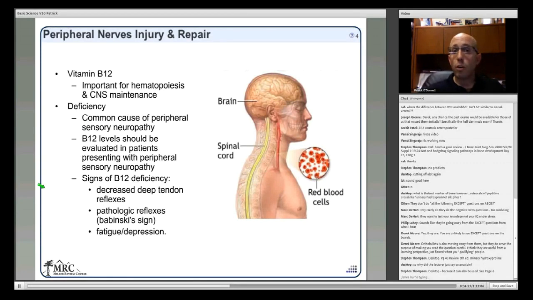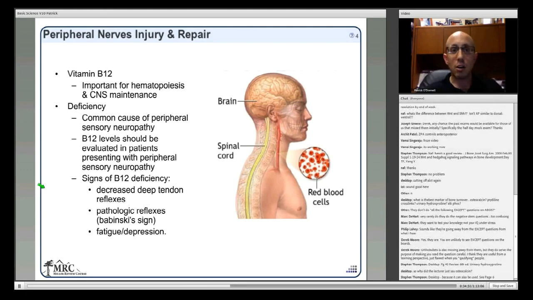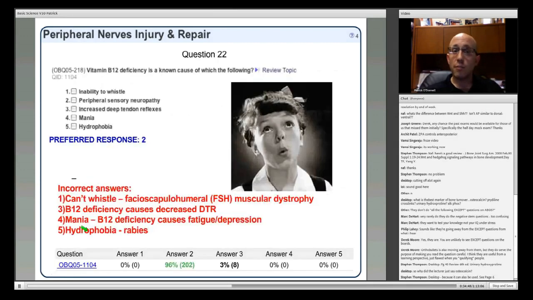Vitamin B12 is important for hematopoiesis and CNS maintenance. Deficiencies are a common cause of peripheral sensory neuropathy. B12 levels should be evaluated in patients presenting with peripheral sensory neuropathy. Some signs of B12 deficiency: you get a decrease in your deep tendon reflexes, you get pathologic reflexes like your Babinski's, and you can have fatigue and depression.